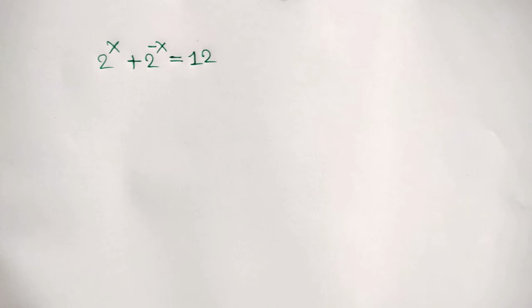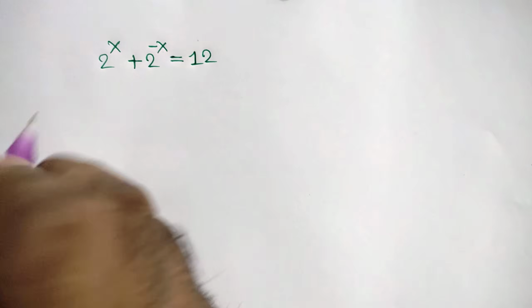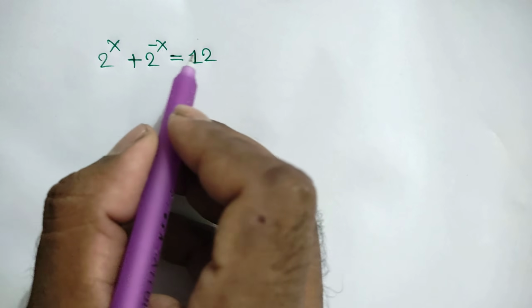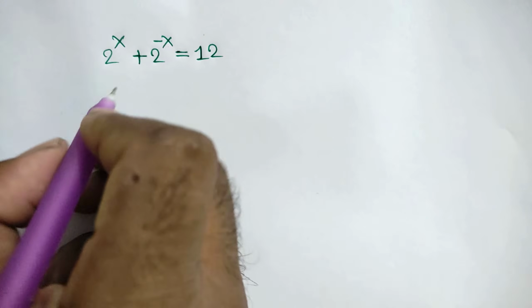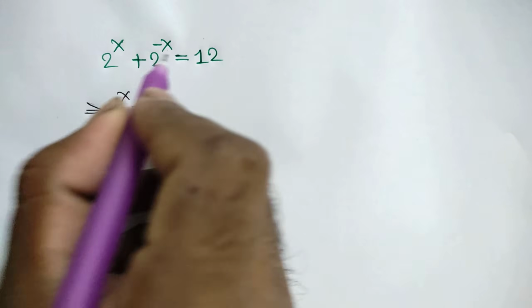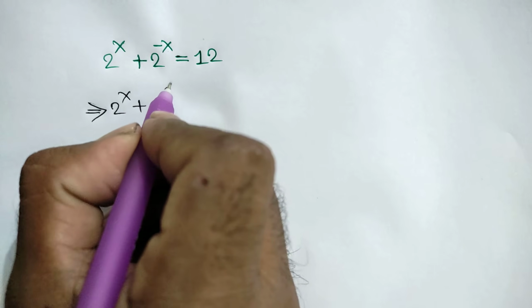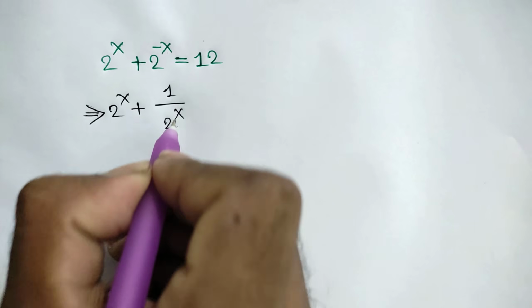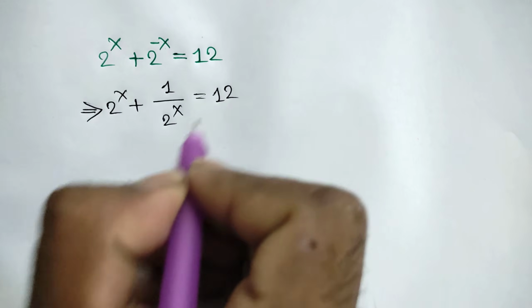Hi everyone, in this video I am going to show how to find the value of x where 2 to the power x plus 2 to the power negative x is equal to 12. We can write 2 to the power x plus 2 to the power negative x as 2 to the power x plus 1 over 2 to the power x is equal to 12.